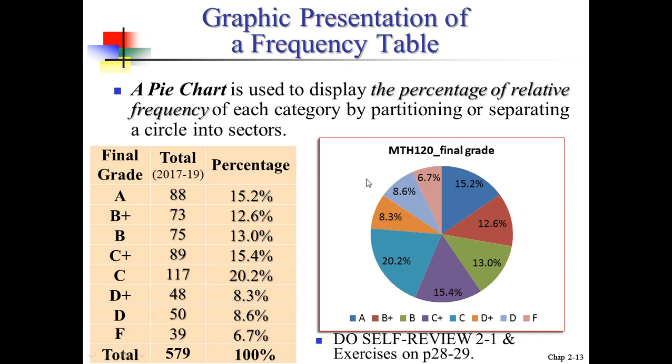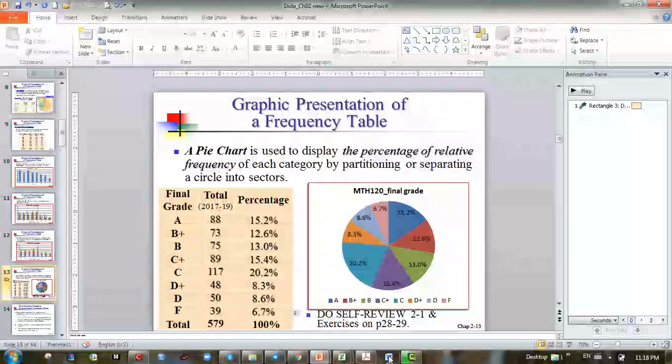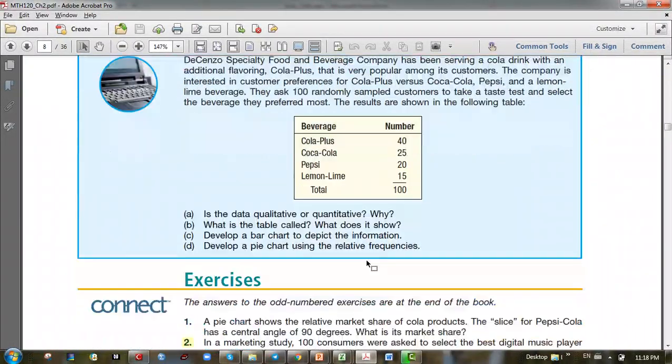Okay, now go to you. Do Self-Review 2.1 and homework is coming. This Self-Review is a homework exercise on pages 28 and 29. Let's put it together. This is Self-Review.